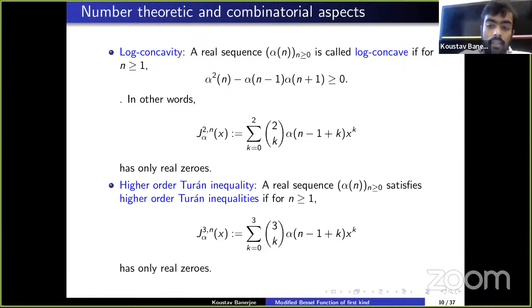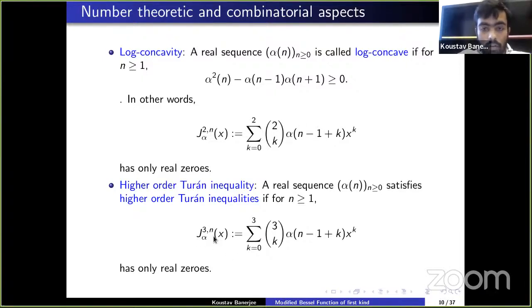A real sequence alpha satisfies the higher order Turán inequalities if, for n greater or equal to 1, this degree 3 polynomial, the sum of binomial 3 choose k alpha of n minus 1 plus k times x to the k, has only real zeros. Similarly, one can define it for other degrees. So why did I put this J alpha 3 of n?